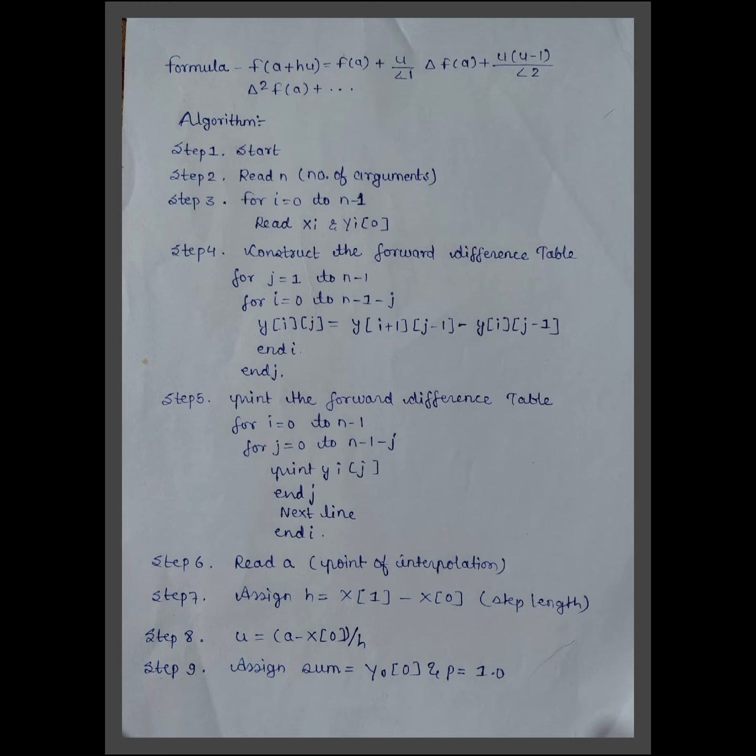Step 6, read a point of interpolation. Step 7, we have to assign h. h is basically the step size, x1 minus x0. Step 8, u equals (a minus x0) by h. Step 9, assign sum equals y0,0 and p equals 1.0, where p is the product.